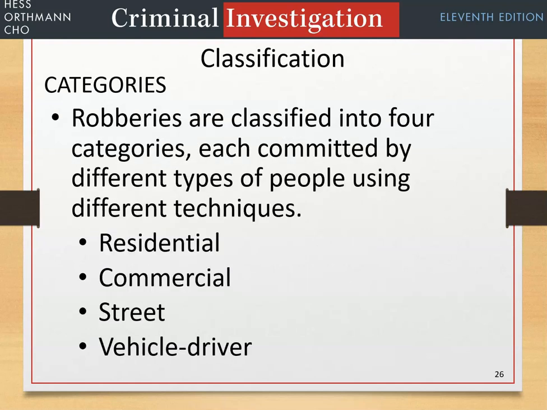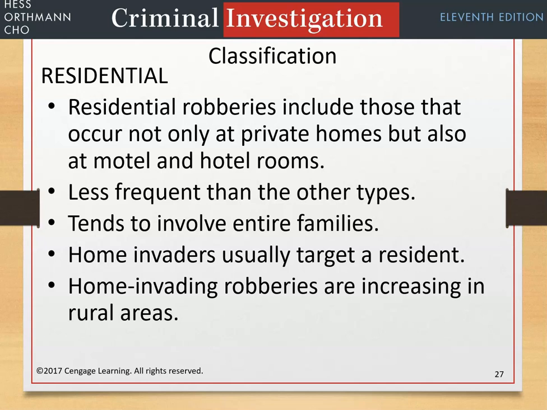So now let's look at the classification. Again, in the previous chapter, we looked at different classifications of death. So now we're going to look at different classifications of robberies. Robberies are classified typically into 4 categories, and each is committed by different types of individuals using different techniques. And these classifications are residential, commercial, street, or what we call vehicle driver. So let's talk about residential.